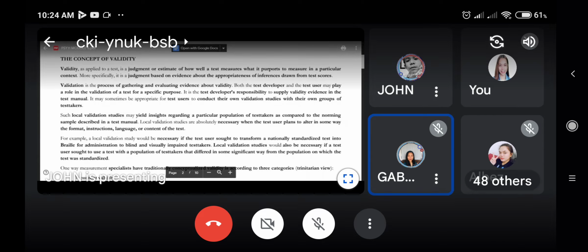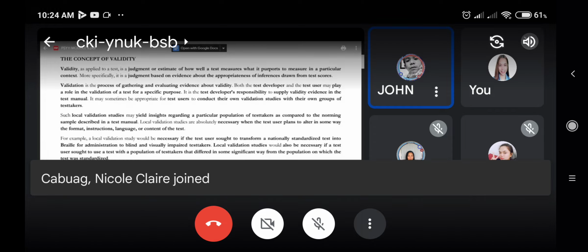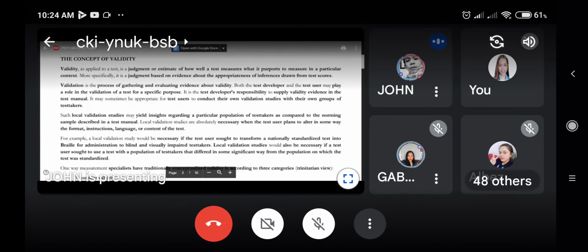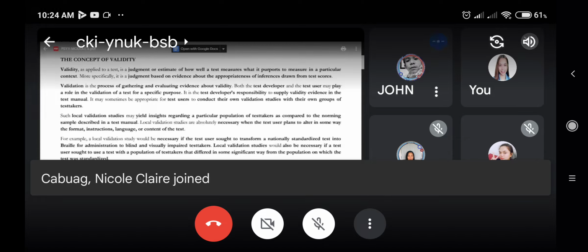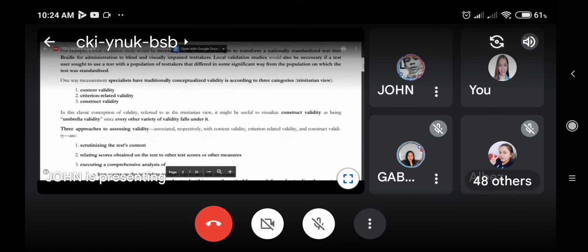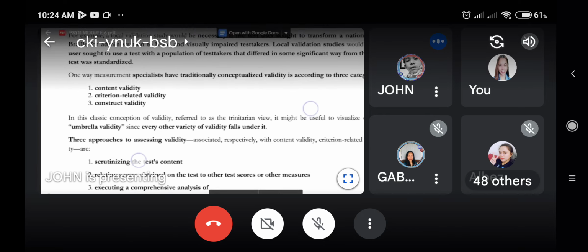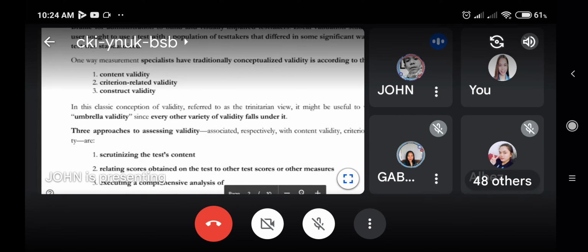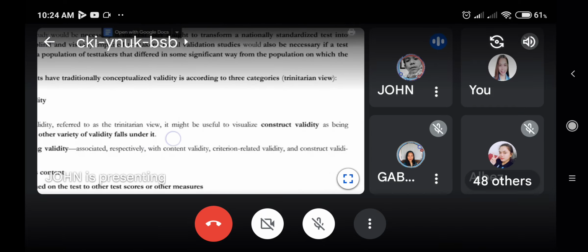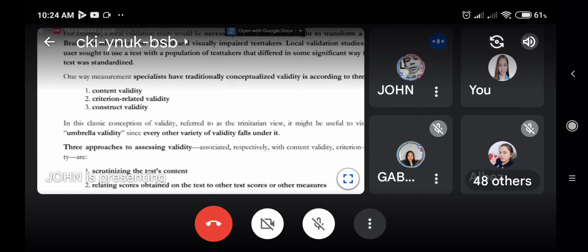Yes, sir. Okay, hopefully. Okay, so yun nga, again, of course, the language, the content of the test must be validated, using the local norm. Okay, moving on. So one way measurement specialists have traditionally conceptualized validity is according to three categories, or the so-called trinitarian view. Originally, we have three types of validity: the content validity, the criterion related, and the construct validity.